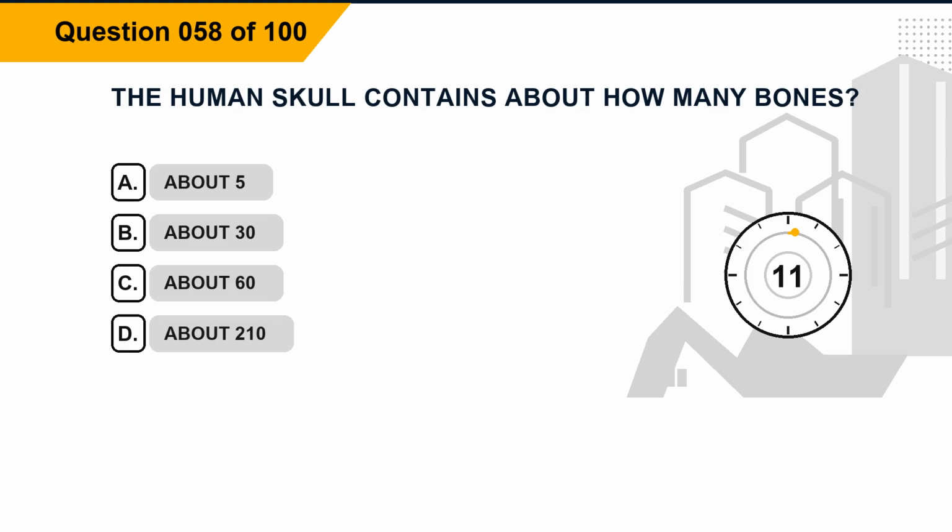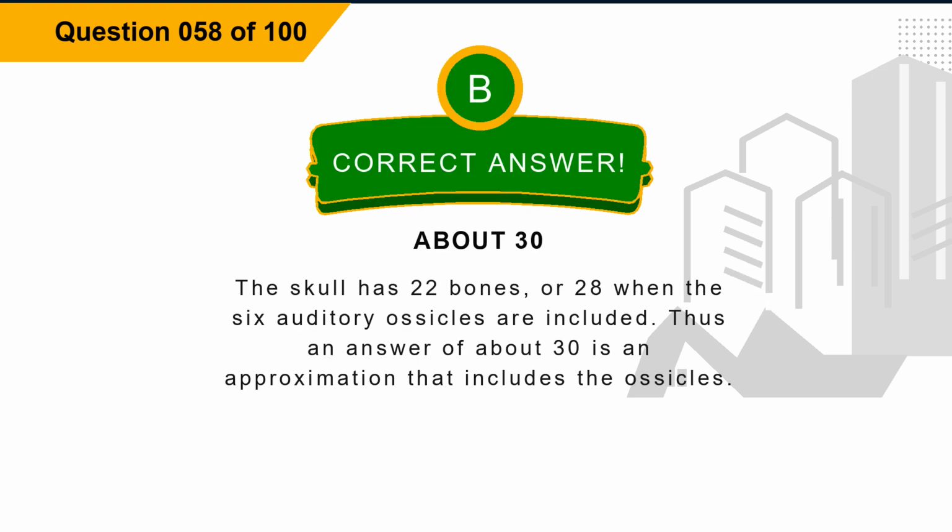Question 58. The human skull contains about how many bones? Option A, about 5. Option B, about 30. Option C, about 60. Option D, about 210. The correct answer is option B, about 30.